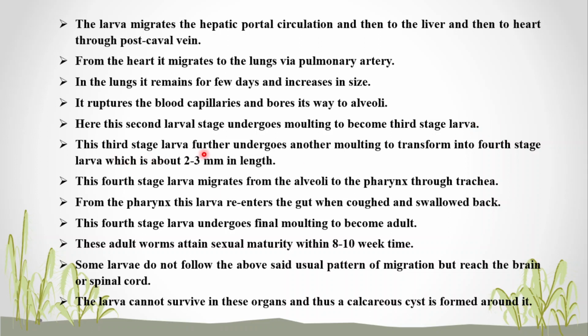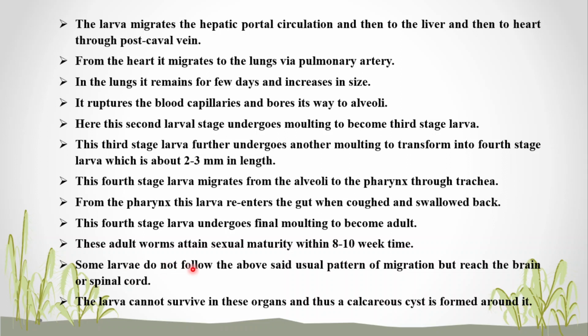The third stage larva further undergoes another molting to transform into the fourth stage larva, which is about 2 to 3 millimeter in length. This 2 to 3 millimeter fourth stage larva migrates from the alveoli to the pharynx through the trachea. From the pharynx, this larva re-enters the gut region when coughed up and swallowed back. This fourth stage larva undergoes final molting to become an adult. These adult worms attain sexual maturity within 8 to 10 weeks.